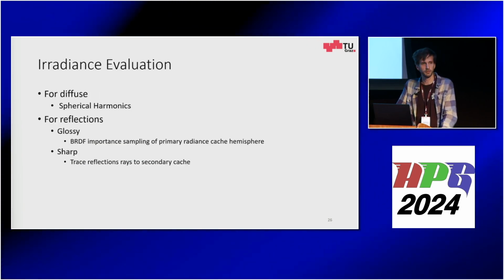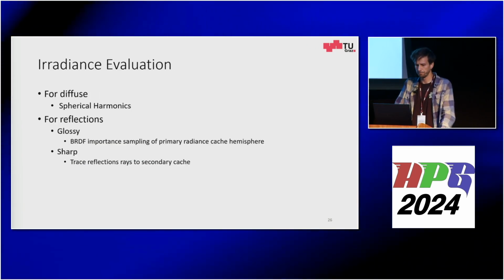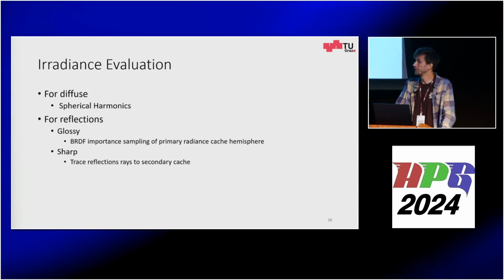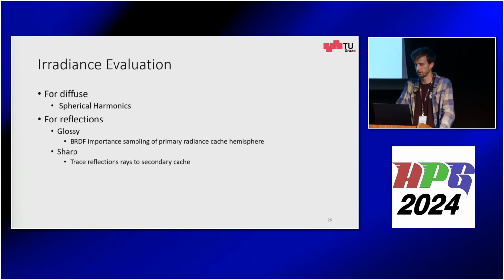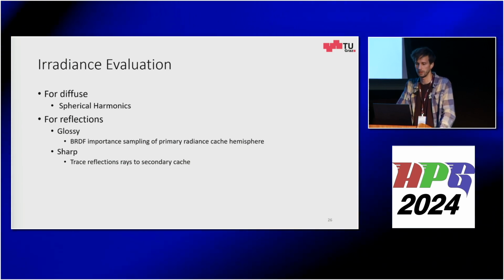For the radiance evaluation, basically there are two cases. For the diffuse case, we rely on spherical harmonics. They're well known. They work quite well with low frequency lighting.